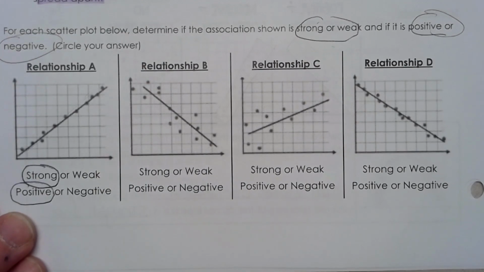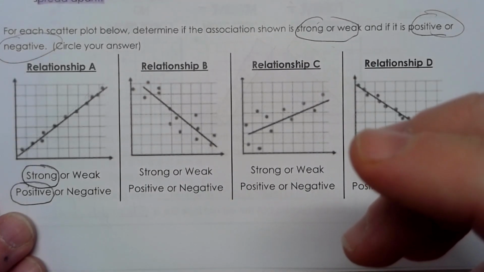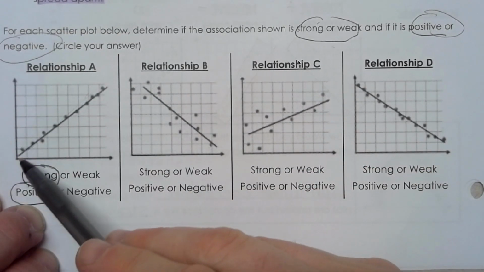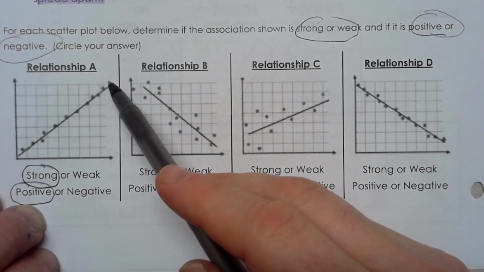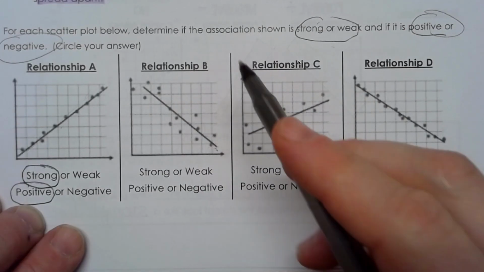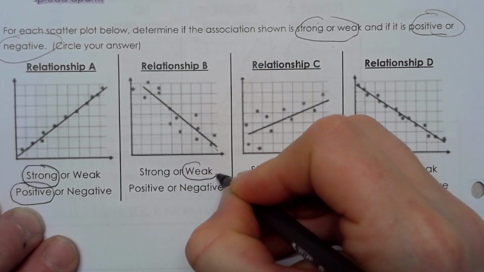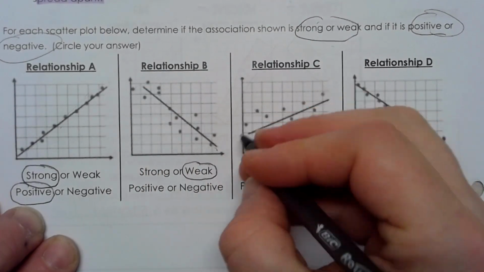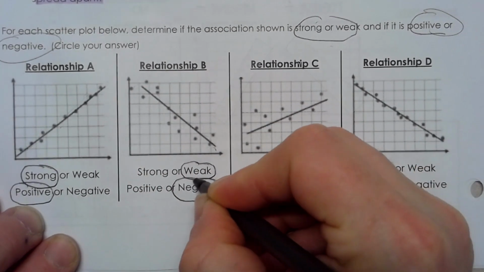For relationship B, these points are much more scattered out. They're further away from the line that's drawn than this one. Okay, so these are more scattered out. This is a weak linear relationship, and it's a negative linear relationship because the line is going downhill.